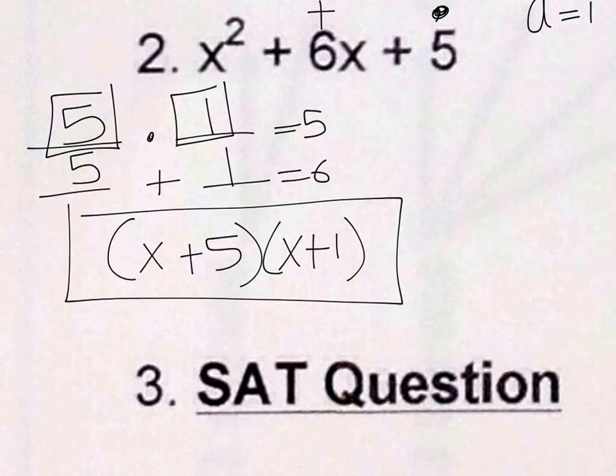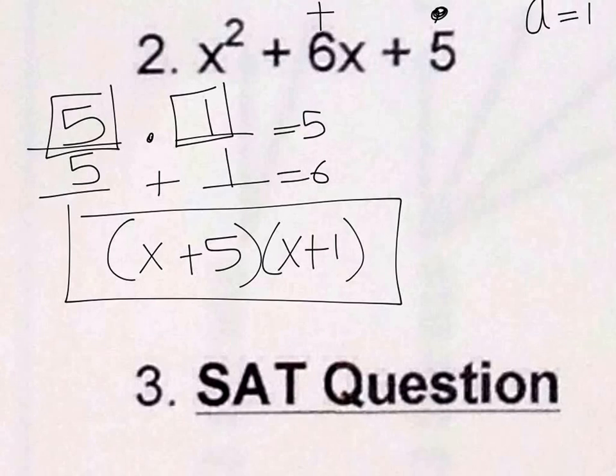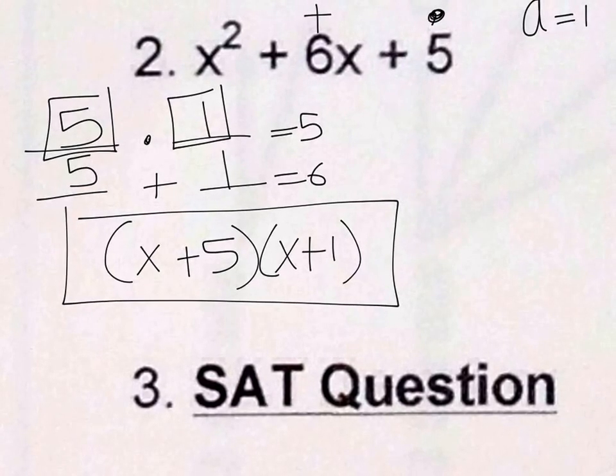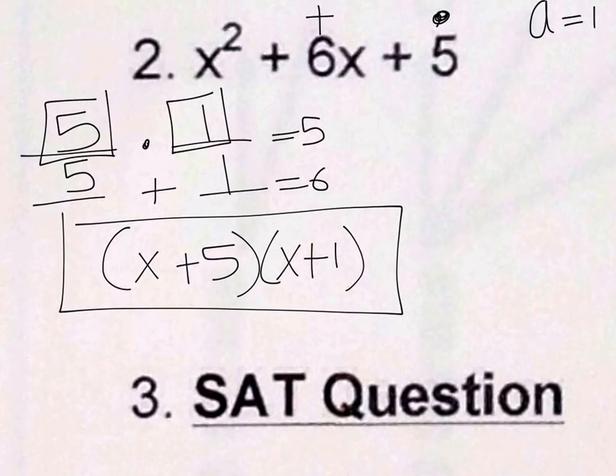Now remember, if you want to check your work, you can always distribute. Now if you have access to a calculator, you can put the standard form in y1. You can put what you got, your factored form, in y2, and then you graph it. If you get the same parabola, it means your answer is correct. If you get different parabolas, it means you didn't factor correctly.